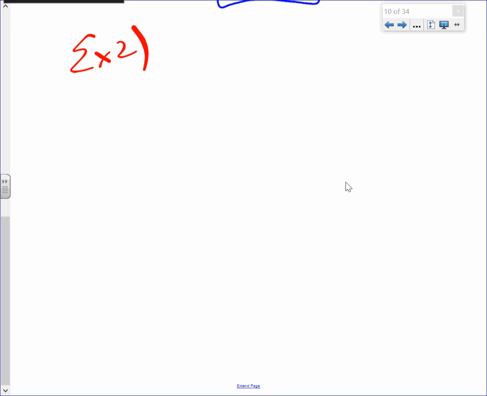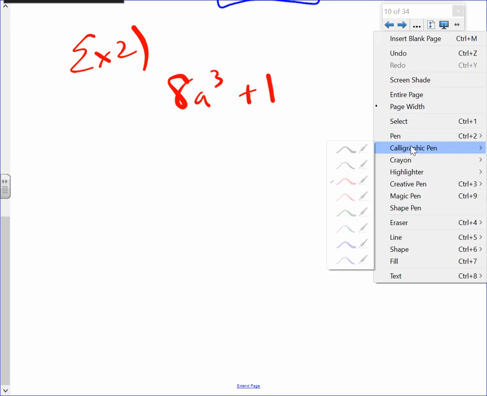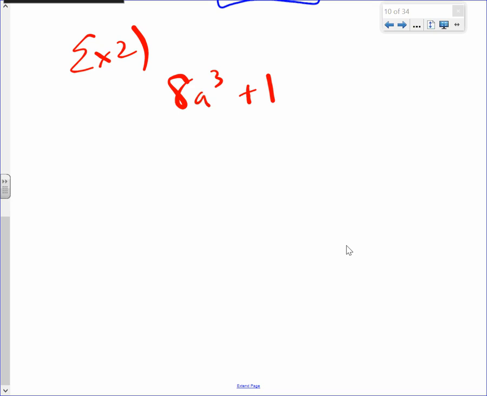Let us try 8a cubed plus 1. 8a cubed plus 1. Mendoza, phone's away. Is that a sum of two cubes? Is the first question. No? Can I rewrite this as something cubed plus something else cubed?